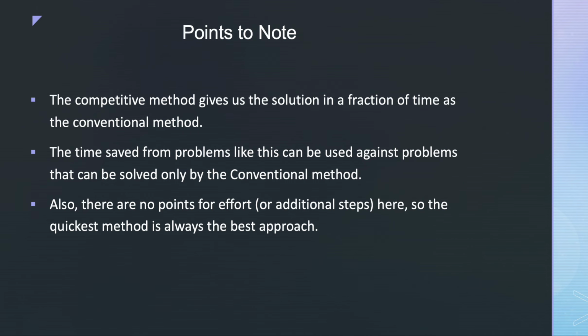Some points to note here. The competitive method gives us the solution in a fraction of the time as the conventional method. And the time saved from problems like these can be used against problems that can be solved only using the conventional methods. Also, there are no points for effort or additional steps, so the quickest method is always the best approach.